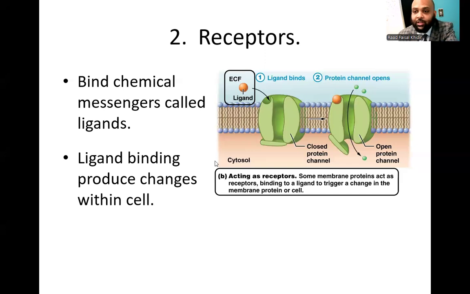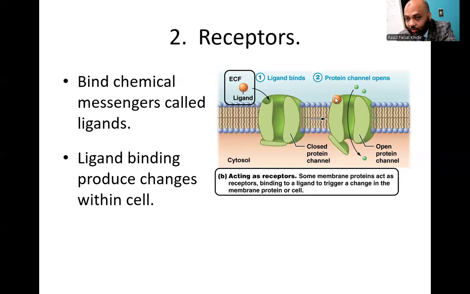So epinephrine would bind a receptor, and the receptor would mediate an intracellular signaling. But that's not what we're talking about. We're talking about a ligand that binds a channel, and once it binds it, the channel would open and there will be influx.